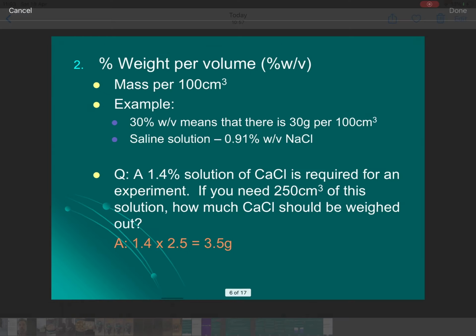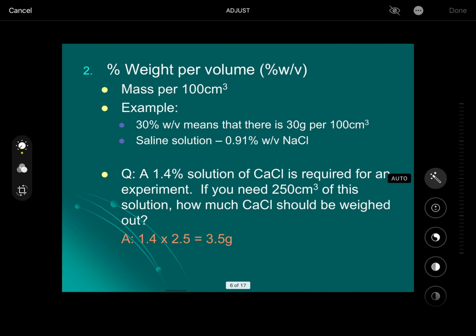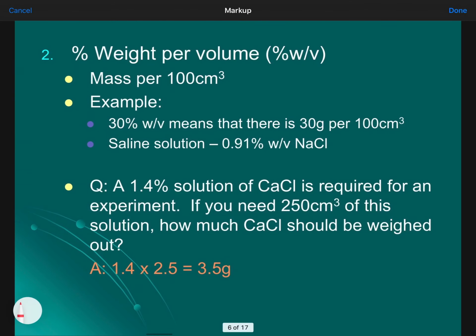Now the next one then that you have is percent weight per volume. Okay, so with percent weight per volume, they might say something like 30% weight per volume. And what does that mean? Weight implies grams, so 30 grams. Always percentage means 100, and V implies cubic centimeters. Volume, units for volume, cubic centimeters.